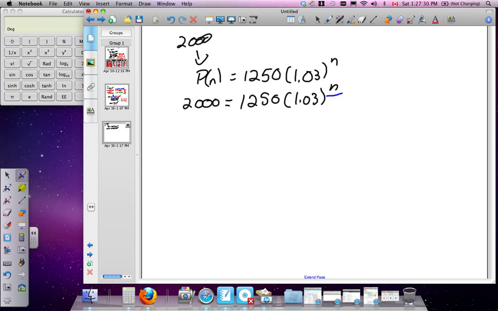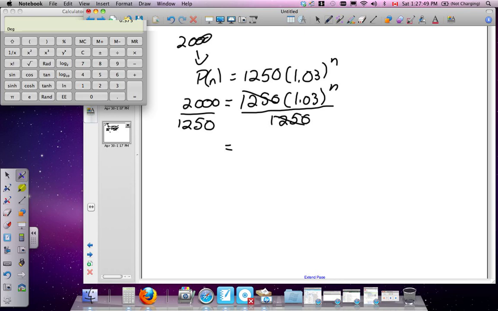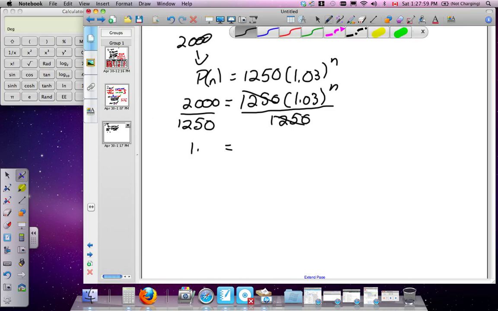So normally you deal with exponents and brackets. We're going to deal with actually multiplying it first? Yeah, well we're going to actually move that. I want to get n by itself, right? So I'm going to move this 1,250 times this. I'm going to divide this side of the equation by that, which will make these two cancel out. And then divide this side of the equation by that. That's going to give us 2,000 divided by 1,250, 1.6. That's a nice round number. So we got 1.6 is equal to 1.03 to the n.